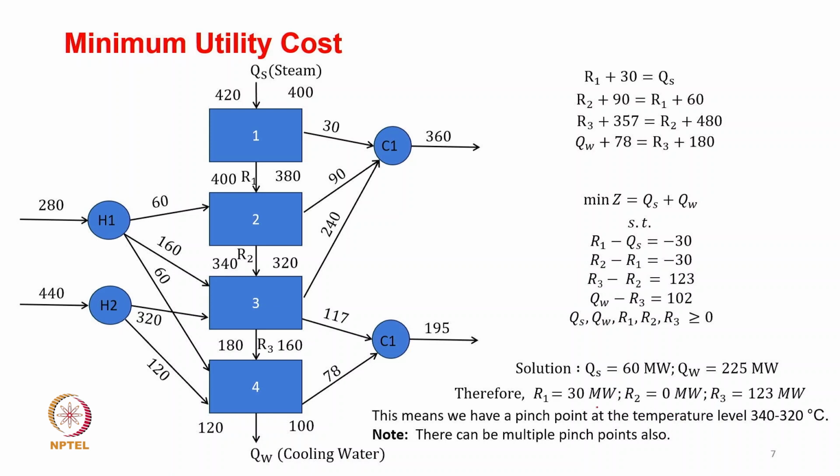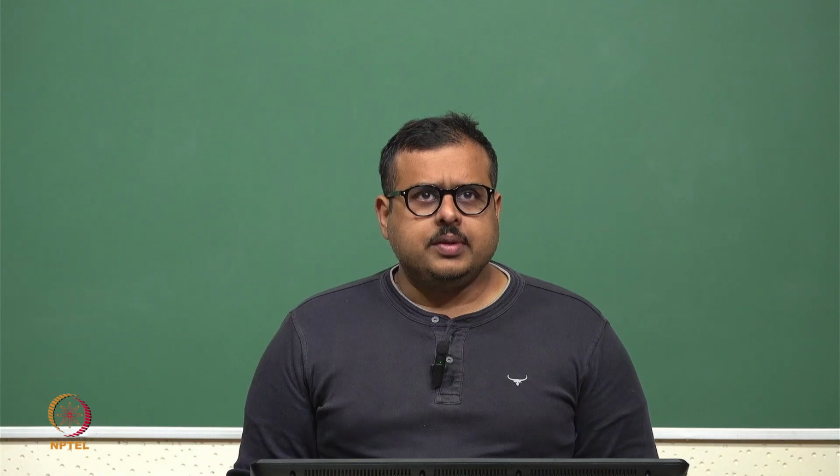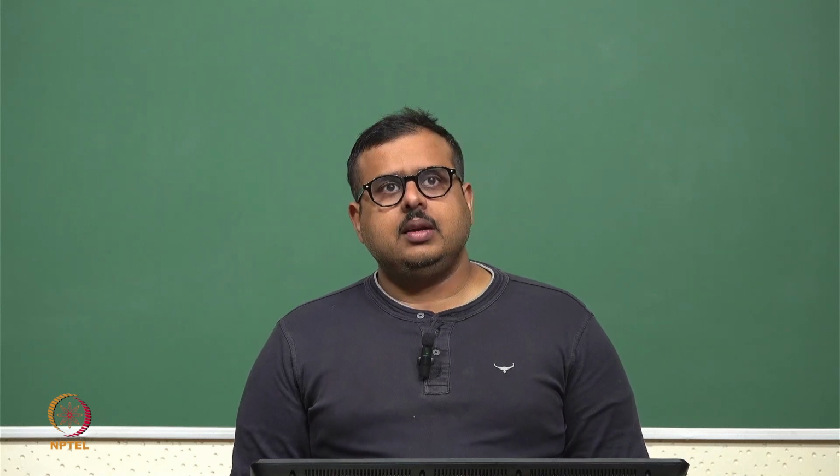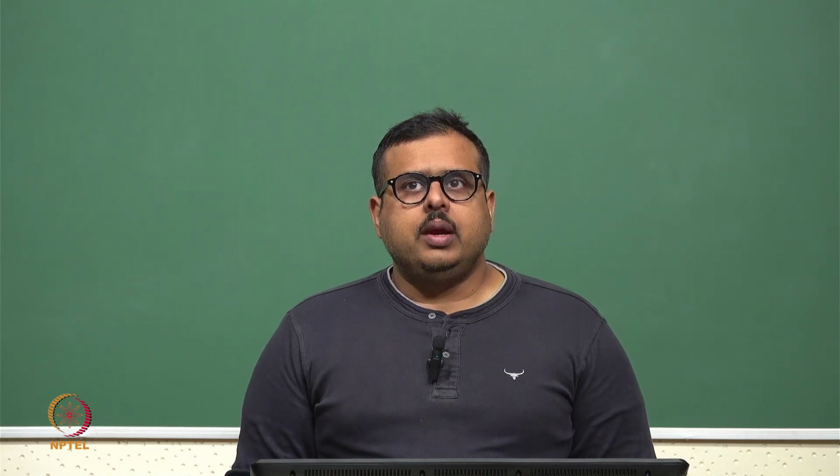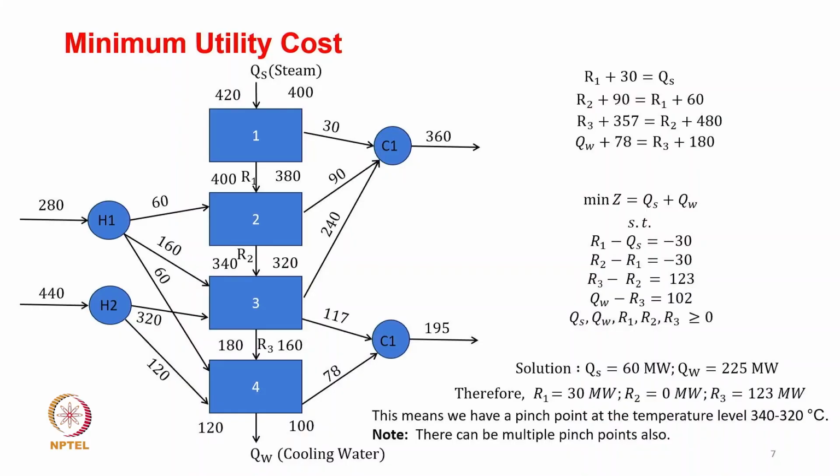And once we do that, we will see that magically R2 turns to 0, which essentially means that the pinch is happening somewhere in this area, which is between 340 and 320. There could be multiple pinch points as well, which we can't avoid. So this is one nice way of formulating the entire problem in terms of optimization. So we will move on.